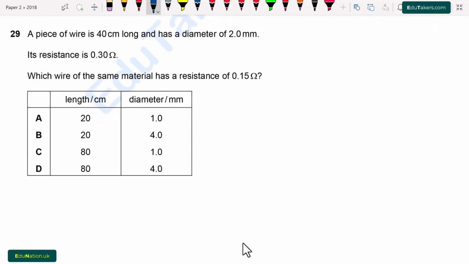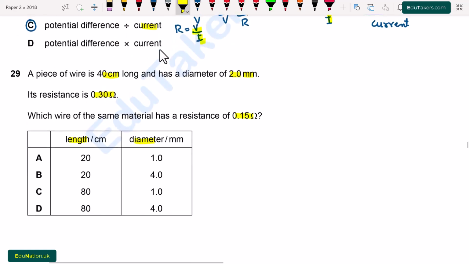Question number 29. A piece of wire is 40 cm long and has a diameter of 2.0 mm. Its resistance is 0.30 ohm. Which wire of the same material has a resistance of 0.15 ohm? So first of all, data is given. Length in centimeters and diameter in millimeter. We have to find the wire that has the resistance of 0.15 ohms.